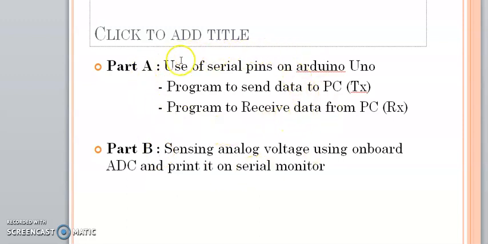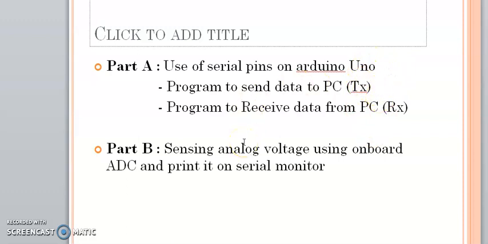During that session, we learned how to use the serial communication pins on the Arduino Uno board, so pin TX and pin RX. We saw two programs. To understand the functionality of pin TX, we saw a program to send a string to the serial monitor of the PC. That is, we printed a hello world message on the serial monitor.